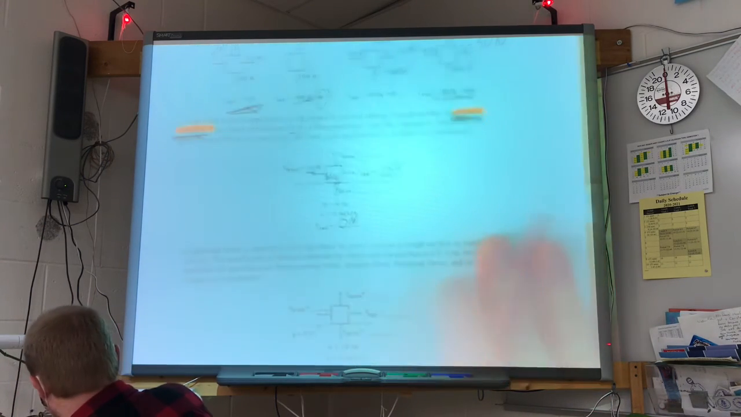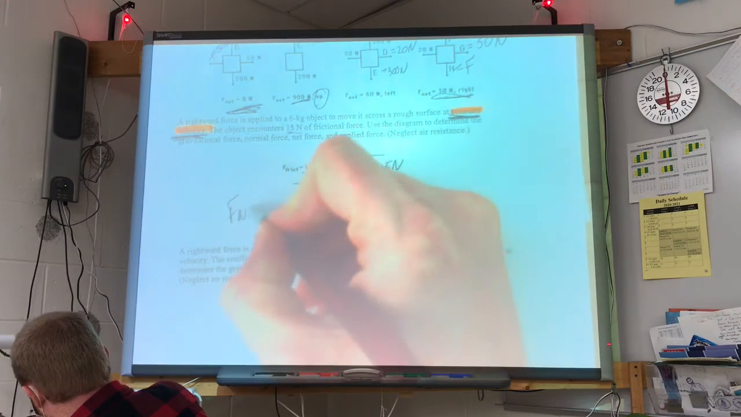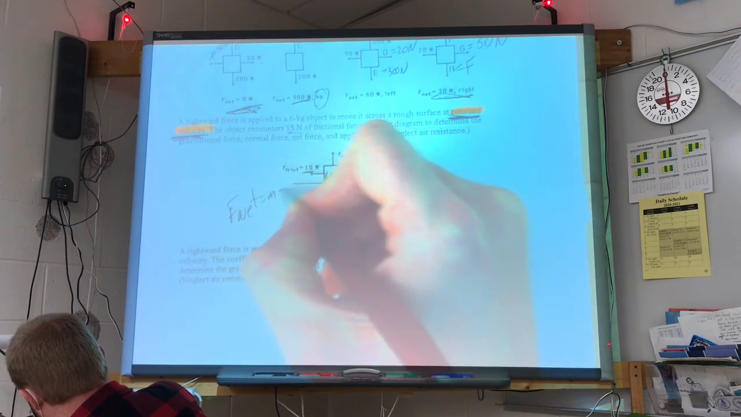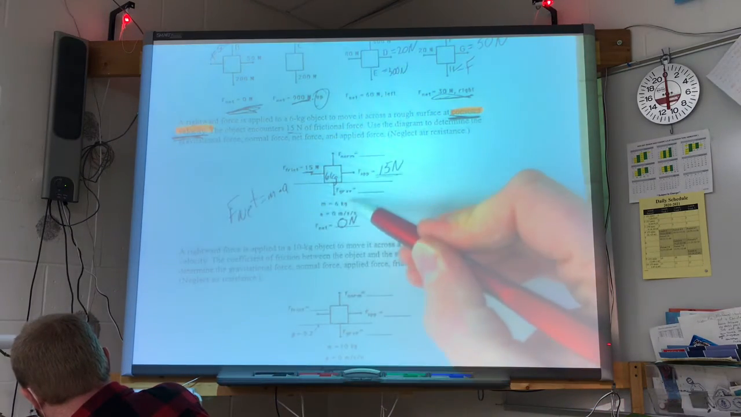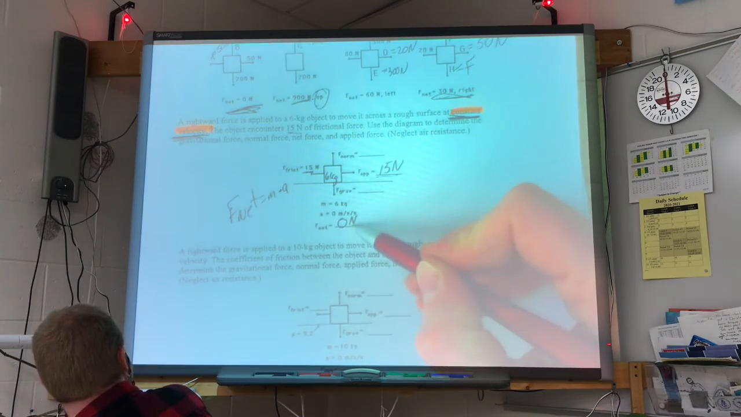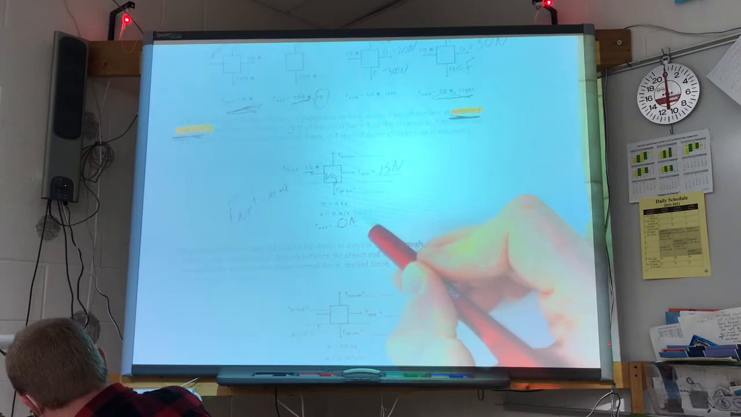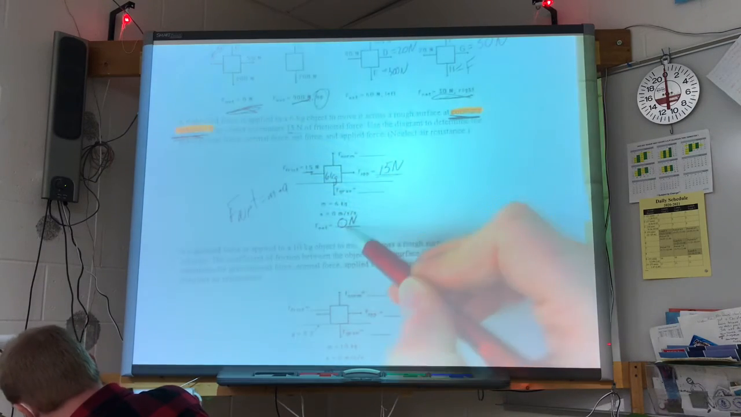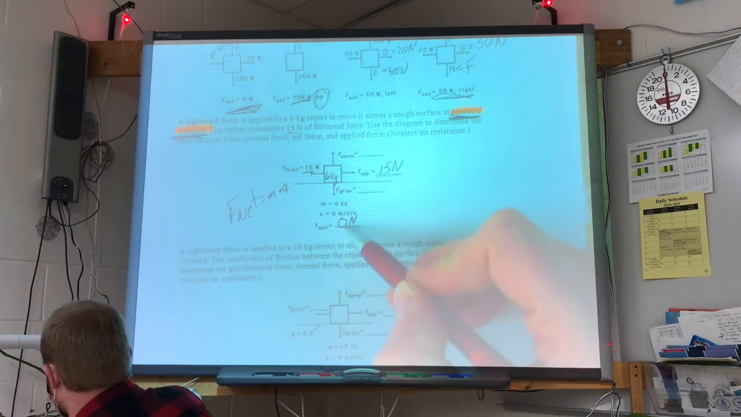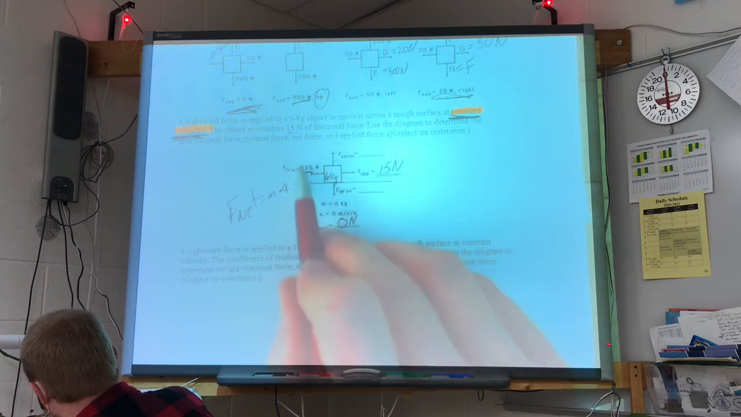F net is equal to M times A. Because my acceleration is 0, my velocity is constant, and therefore my acceleration is 0. Because my acceleration is 0, my F net is 0. Because my F net is 0, my forces are balanced. My rights equal my lefts.